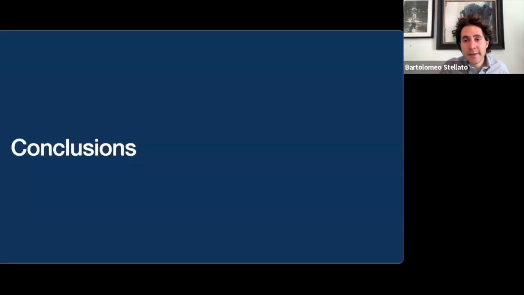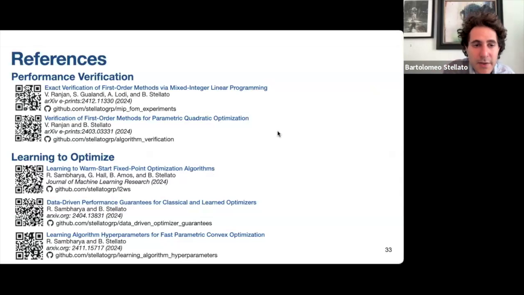Okay, so now let me just conclude. These are the references that I was talking about. For performance verification, the first paper is about the mixed integer linear programming formulation. The second one is about semi-definite programming formulation, relaxations of that problem. And then we have some on learning to optimize. The first one, I haven't had the chance to talk about it, but we learn warm starts for the first of the methods, and we provide generalization guarantees similar to the PAC-Bayes ones that I told you about. The second one is about performance guarantees using data, which is the plots that I showed in the numerical examples. And the last one is about which kind of hyperparameters we end up learning in these schemes after we apply stochastic gradient methods.